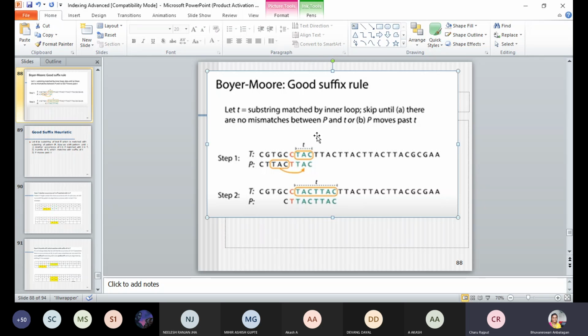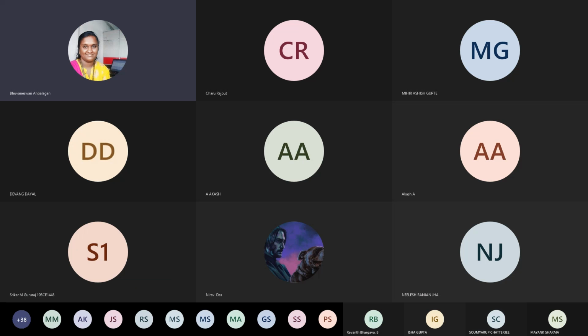Ma'am, I got confused because here the pattern is being placed at this first C, and then in step 2 it is being placed at the next occurrence of C. Yes, it has been aligned. Actually, you see here, wait, I will just show you this.